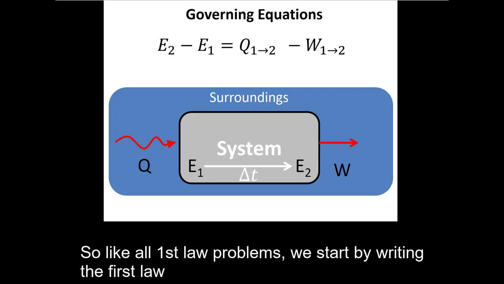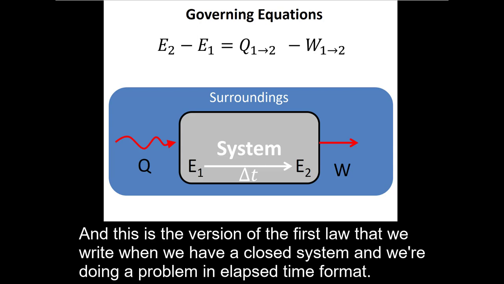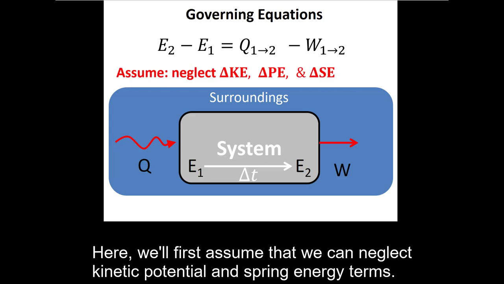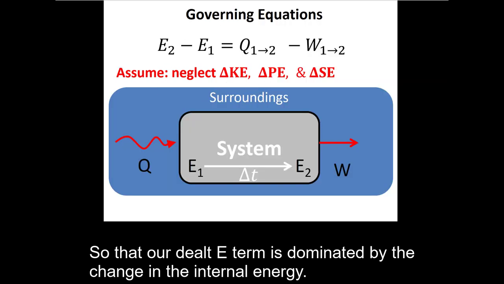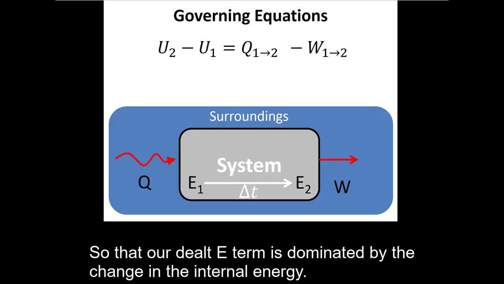So, like all first law problems, we start by writing the first law, and this is the version of the first law that we write when we have a closed system and we're doing a problem in elapsed time format. Here, we'll first assume that we can neglect kinetic, potential, and spring energy terms so that our delta E term is dominated by the change in the internal energy.